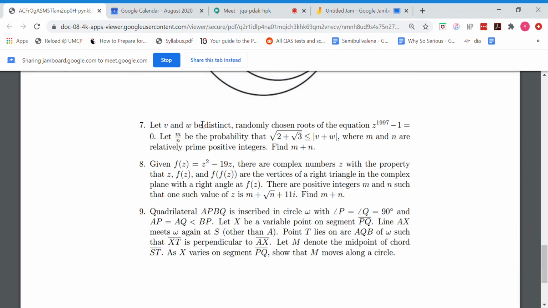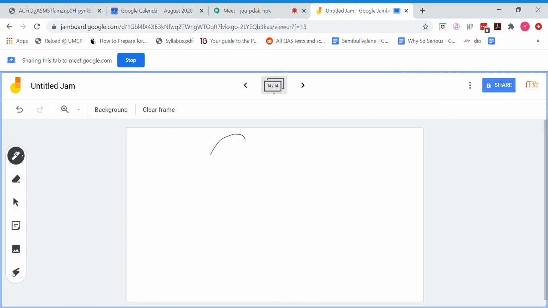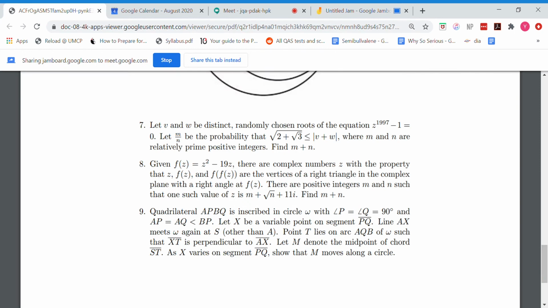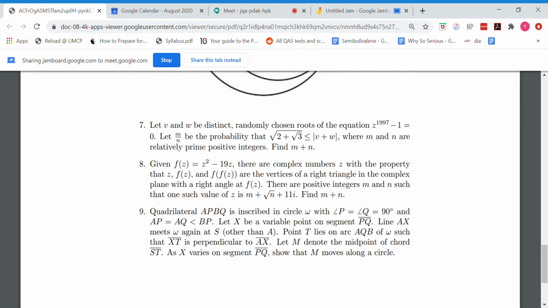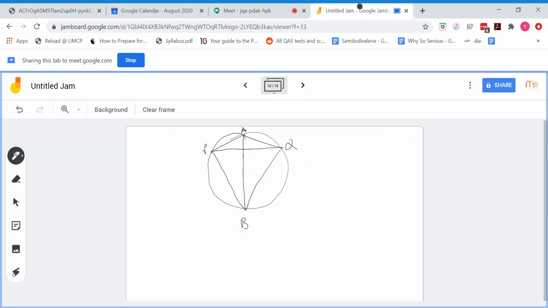Quadrilateral APBQ is inscribed in circle omega with angle P equals angle Q equals 90. As always, draw a good diagram. And we have AP equals AQ is less than BQ. So this is B, A, and then P and Q, something like this. And then we have X is a variable point on segment PQ. So it could be something like this.